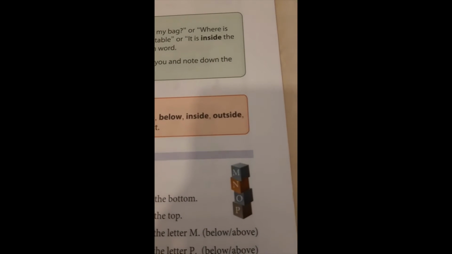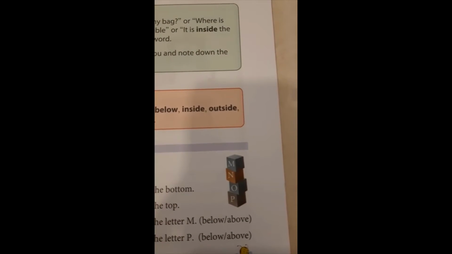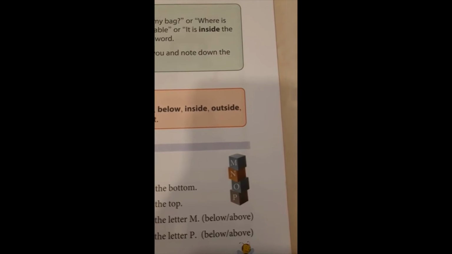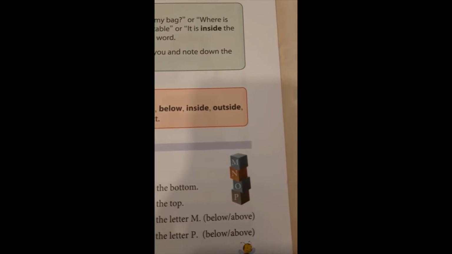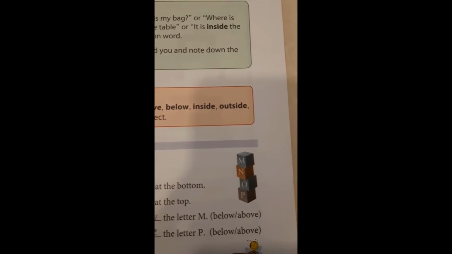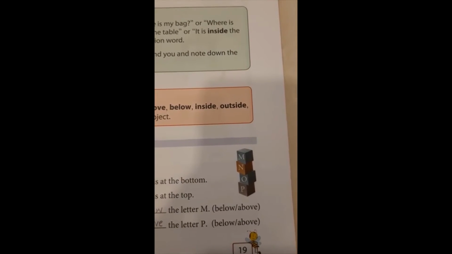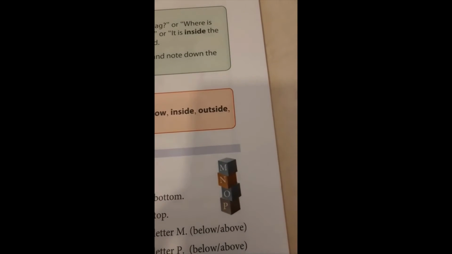Fill in the blanks. See, there are some cubes given and there are letters written on those cubes. Can you see? M, below that N, below that O and below that P. So M is on the top and P is at the bottom. The cube with the letter dash is at the bottom. So, which is at the bottom? P. So you'll write P.